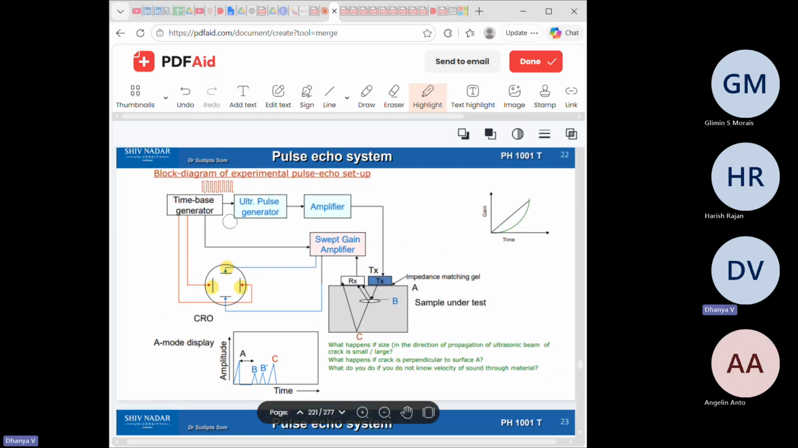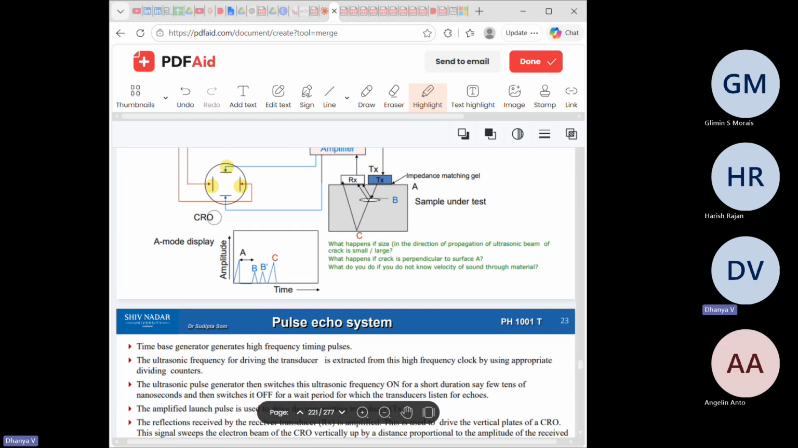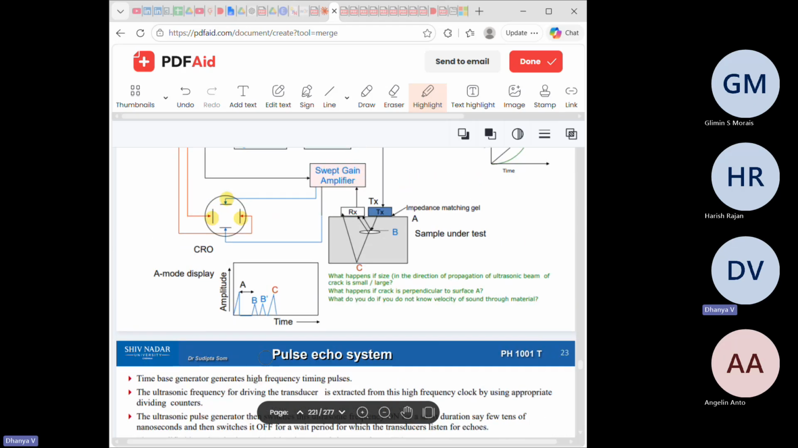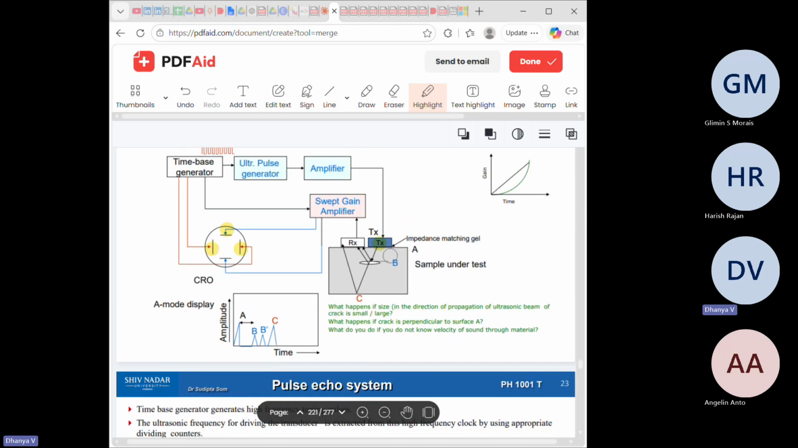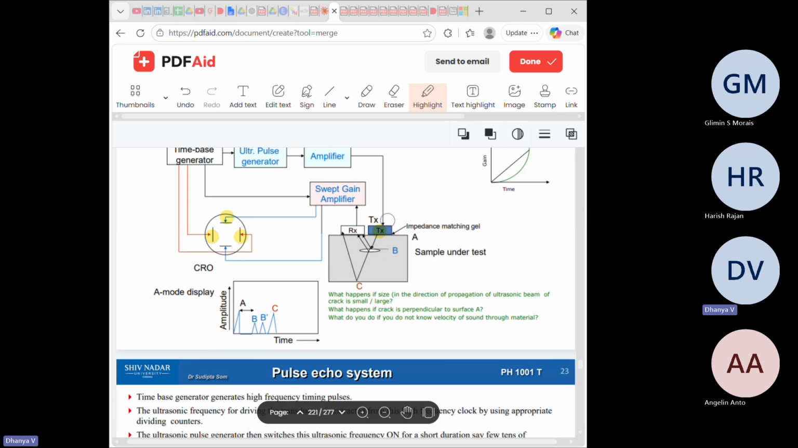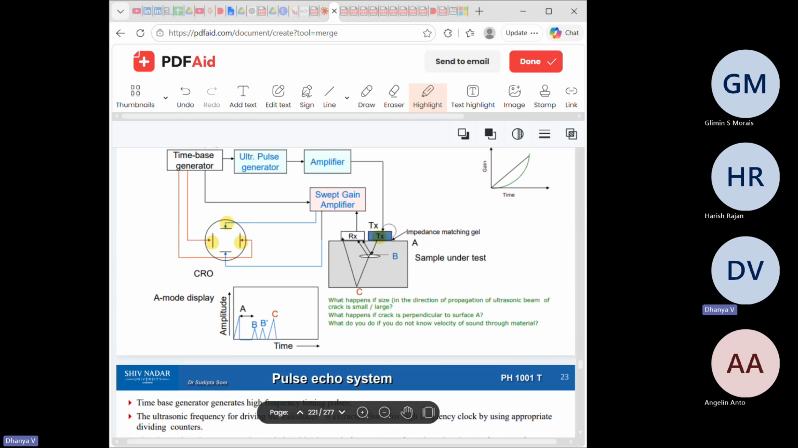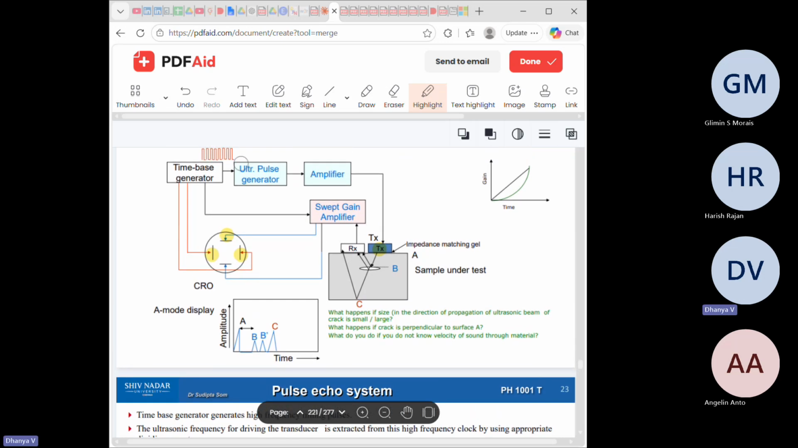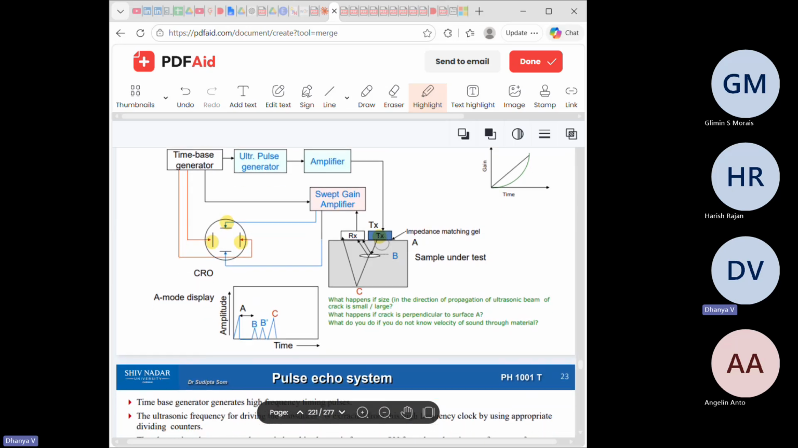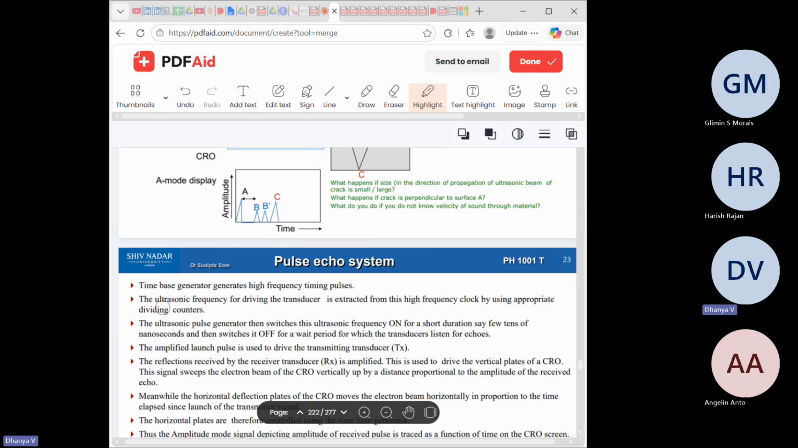Essentially what they're saying is that the ultrasonic frequency for driving the transducer, so this is your transducer, you need to drive the transducer, right? For that, the ultrasonic frequency is derived from this time-based generator, so that you actually drive your transducer. Okay, and that is the time-based generator frequency for driving the transducer.